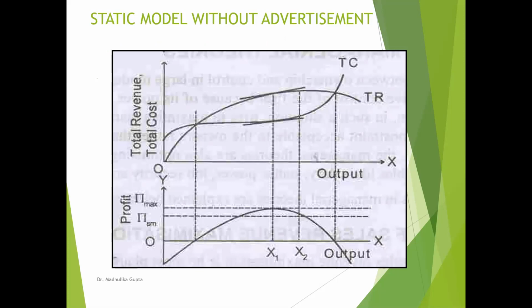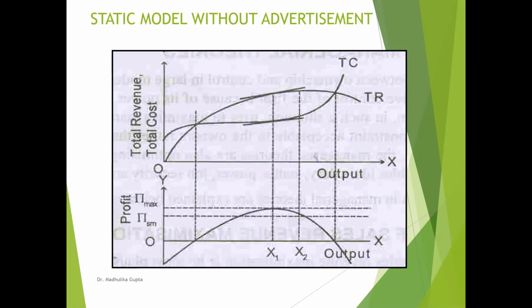Now, as you can see in the figure, TC is total cost, TR is total revenue, and pi is profit. X1, the vertical straight line, is the output level when profit is maximum. And X2 is the output level where profit is less than at X1, but sales are more. Profit is less, but sales are more. That is the X2 level. So let's interpret and observe this particular graph.